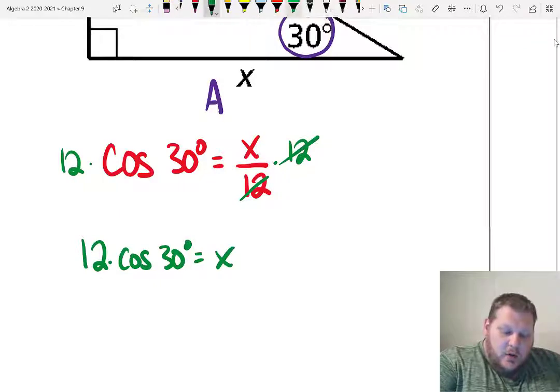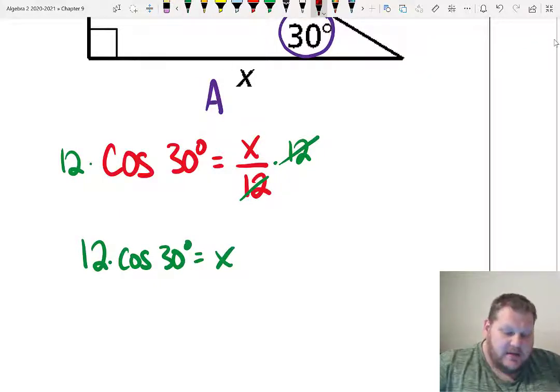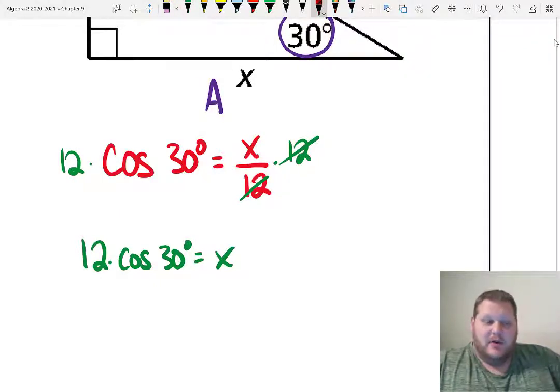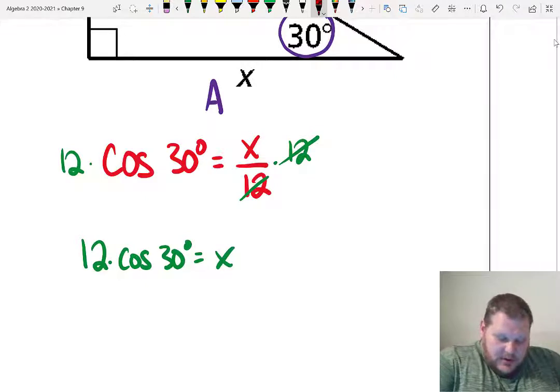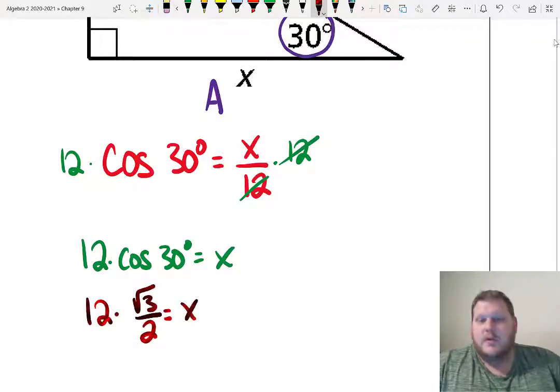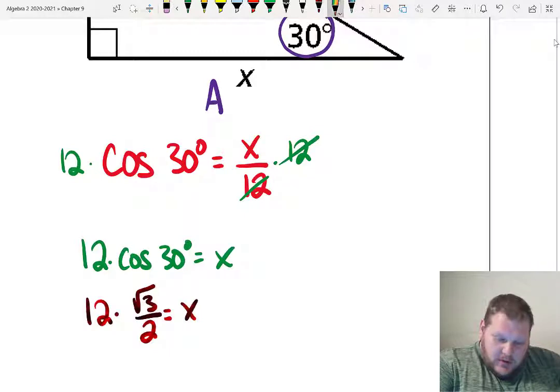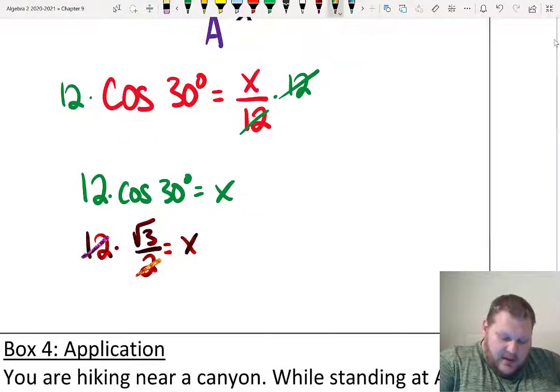And now we know what the cosine of 30 is. We can find it in the table over there on the left side. Cosine of 30 is just square root of 3 over 2. So 12 times square root of 3 over 2, and that is equal to x. So now I can just reduce, and I end up with my 12 and my 2 canceling out and giving me just 6 square root of 3.